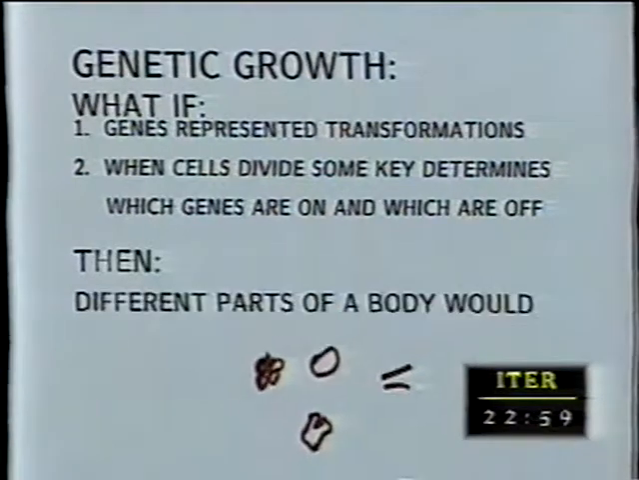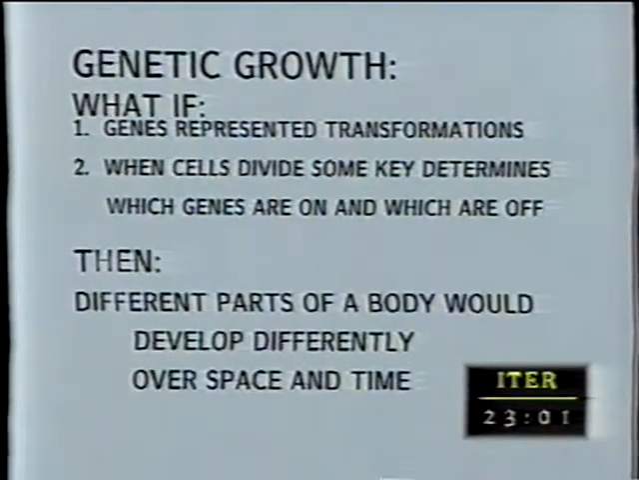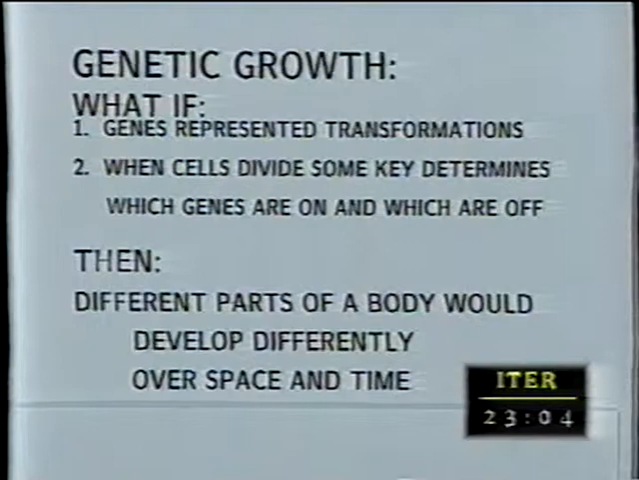What if that were the case? Okay? What I say then is that different parts of the body would develop differently over space and time. If you could make some genes turn on, some genes turn off, and a gene is a function, a transformation in an iterative function, then you could get different pictures out. As the body develops, as the cells develop, they have different properties. We'll get back to talking genetics again. Let's go through a bunch of pictures and see what happens when I do this with my iterative function systems.